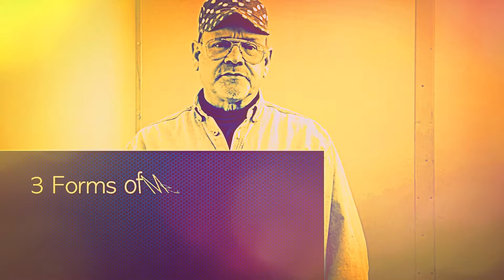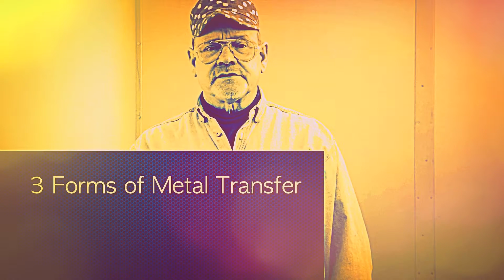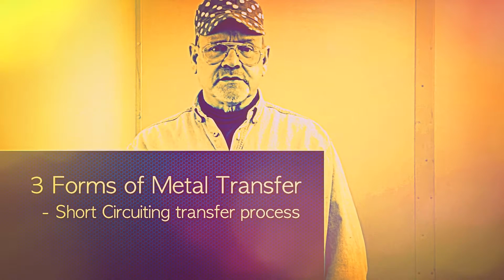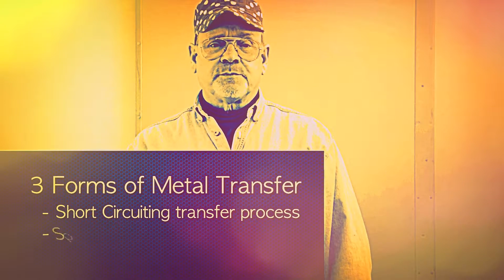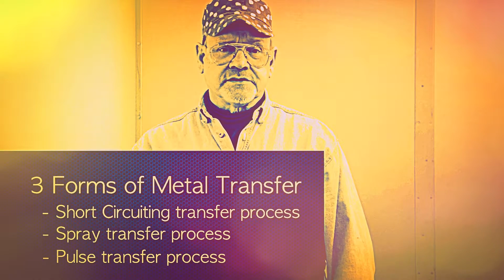There are three major forms of metal transfer in the process: the short-circuiting transfer process, otherwise called short arc, the spray transfer process, and the pulse transfer process. Pulse gas metal arc welding has an advantage of being the best of both the short circuit transfer and the spray arc process. The short circuit transfer uses lower voltages and can be prone to lack of fusion, and as such is typically only used on thin materials.